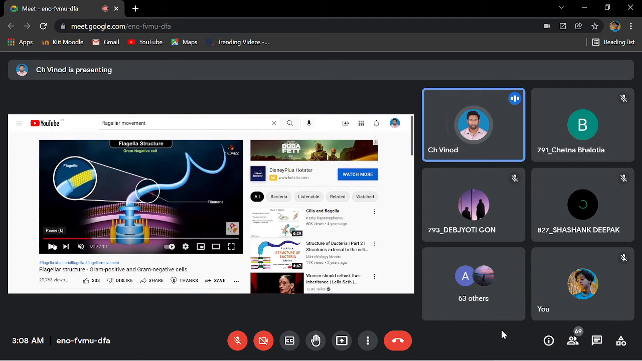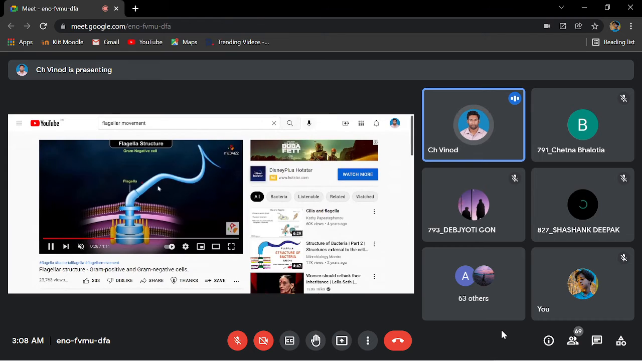You see this is a rotation, and the same rotational force is going ahead across the entire flagellum. This way, the flagellar motors take part in the working of the flagellum.